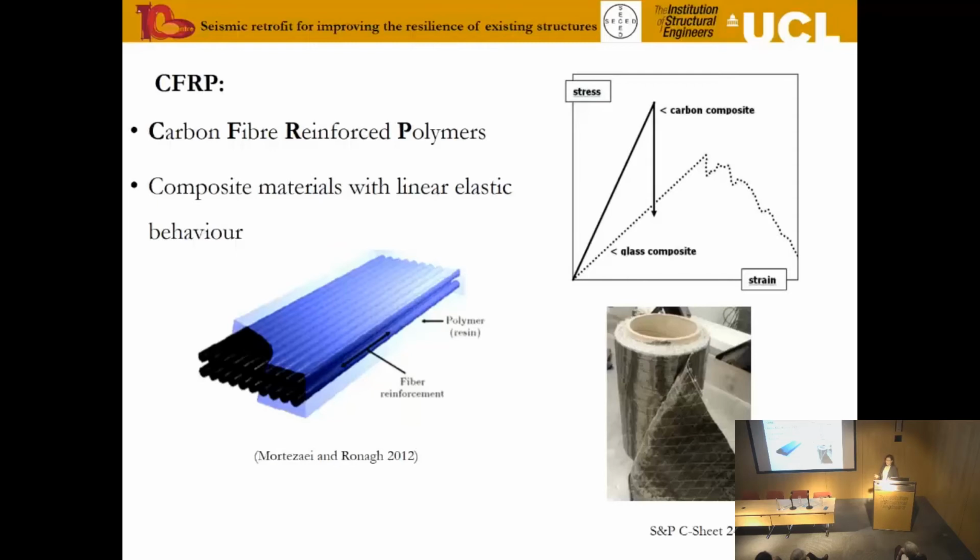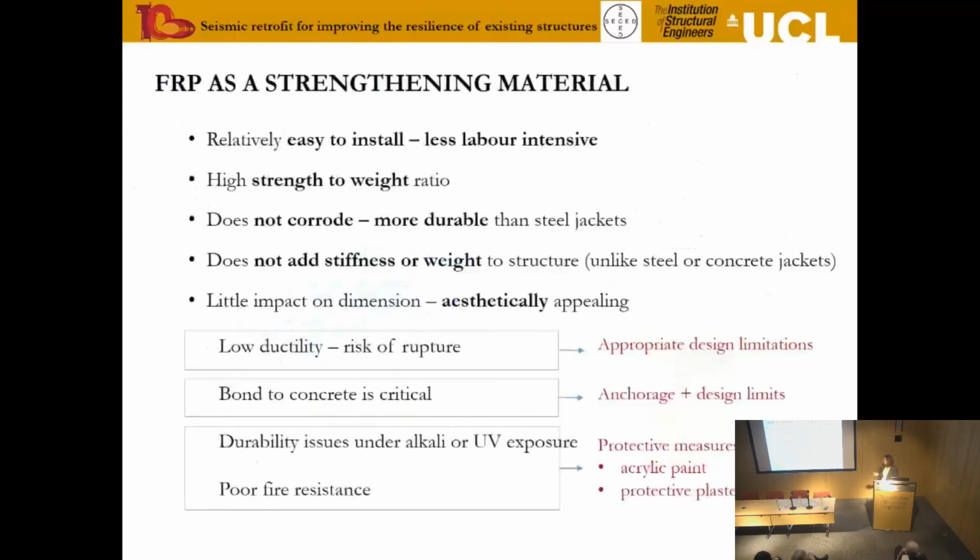So let's take a step back. Why is FRP interesting? Well, in essence, it's quite a strong material in the direction of the fibers. It shows basically elastic behavior and can sustain quite a large axial load and is quite easy to apply. It has a high strength to weight ratio, so it doesn't apply additional mass to the structure. It doesn't corrode compared to, say, steel.